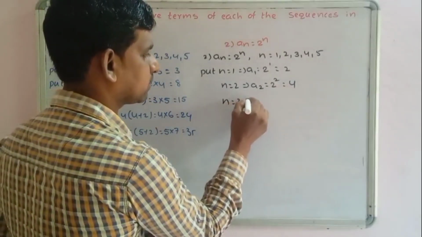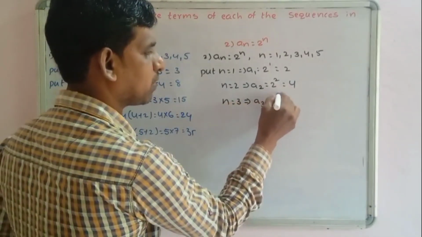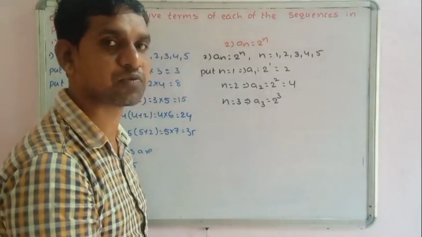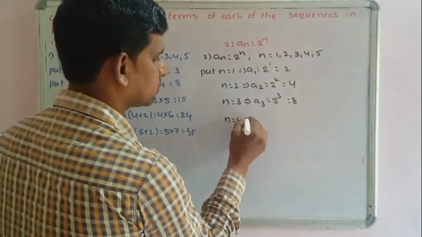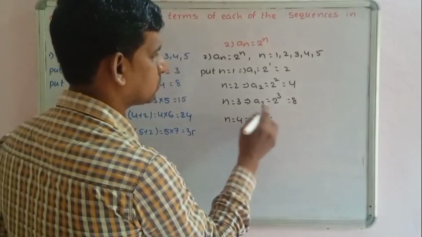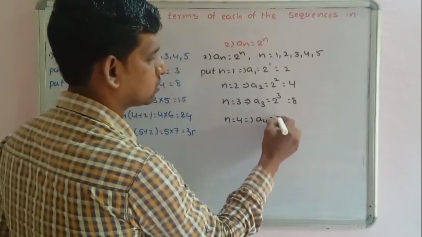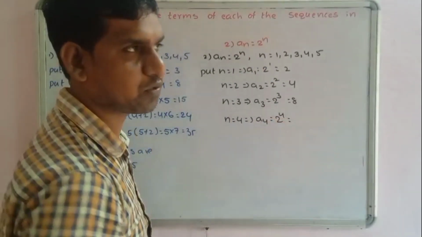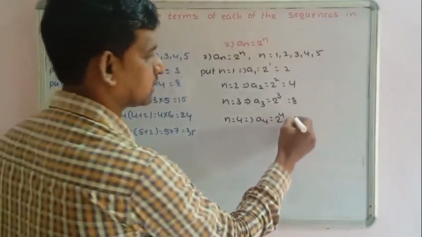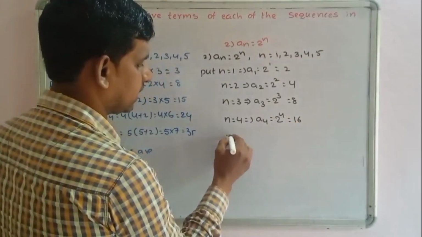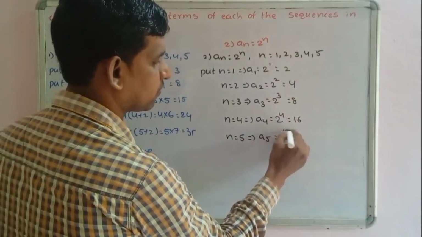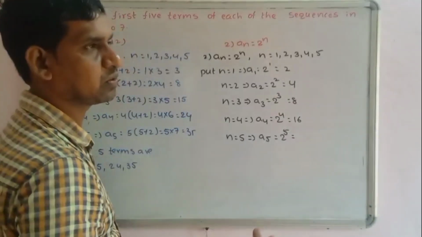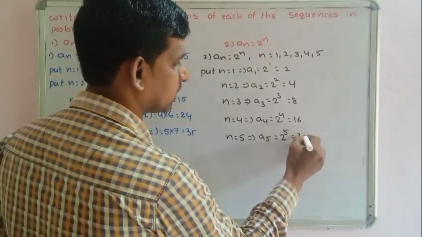n equals to 3. a3 equals to 2 power 3. 2 times 2 is 4, 4 times 2 is 8. n equals to 4. a4 equals to 2 power 4. 2 times 2 is 4, 4 times 2 is 8, 8 times 2 is 16. n equals to 5. So a5 equals to 2 power 5, which is 32.